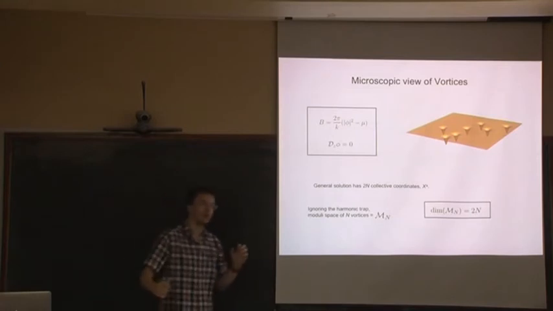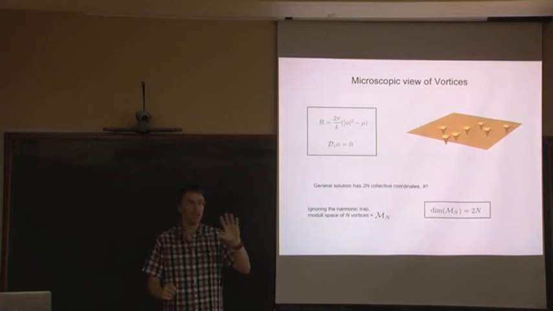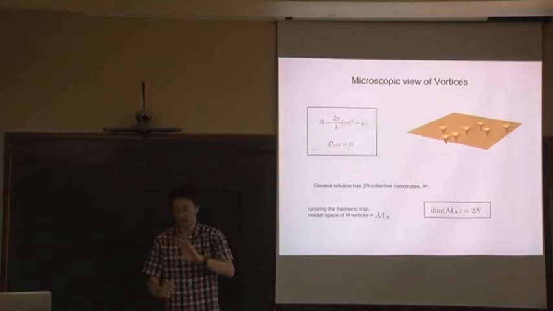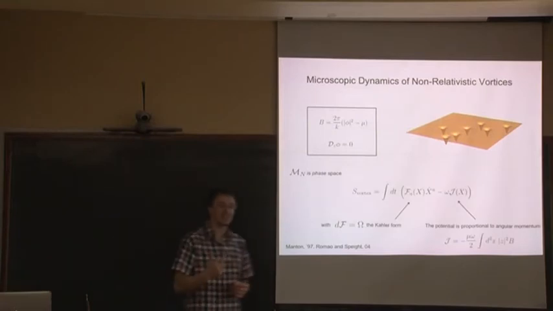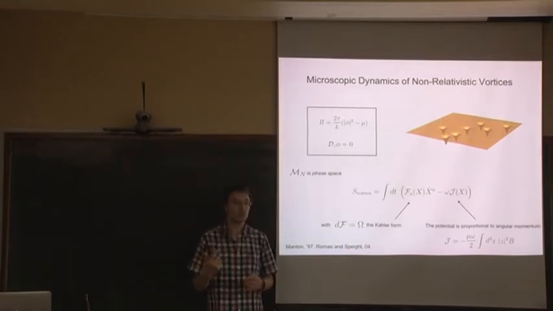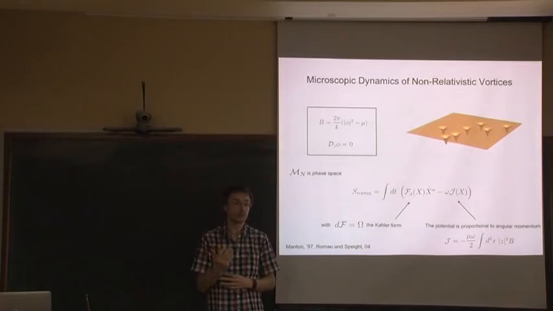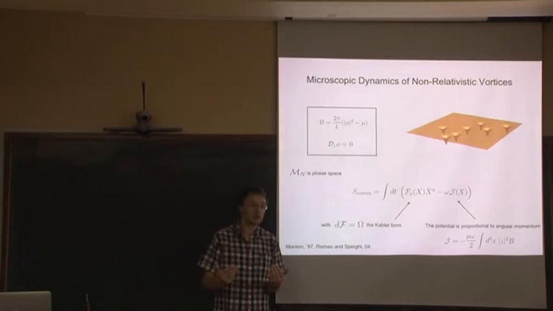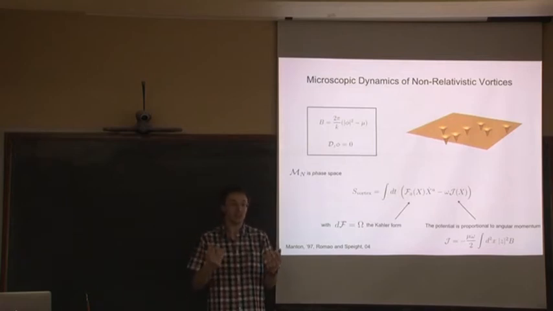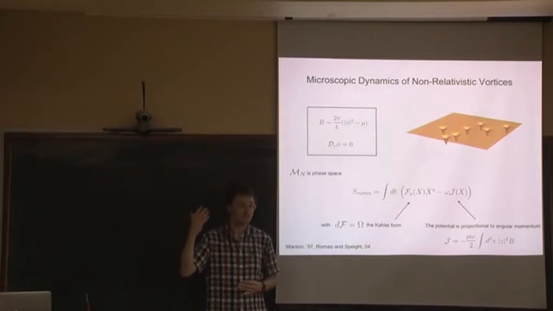Okay. So the words that are very tempting to say, and would be true in a relativistic context, is that the moduli space is the configuration space of vortices. In this context, it turns out that's not true, because the dynamics is first order, not second order. Which means that actually this moduli space is the phase space of vortices, not the configuration space. So to understand the low energy dynamics of vortices, what we have to do is write down an effective action for vortices moving in this moduli space.